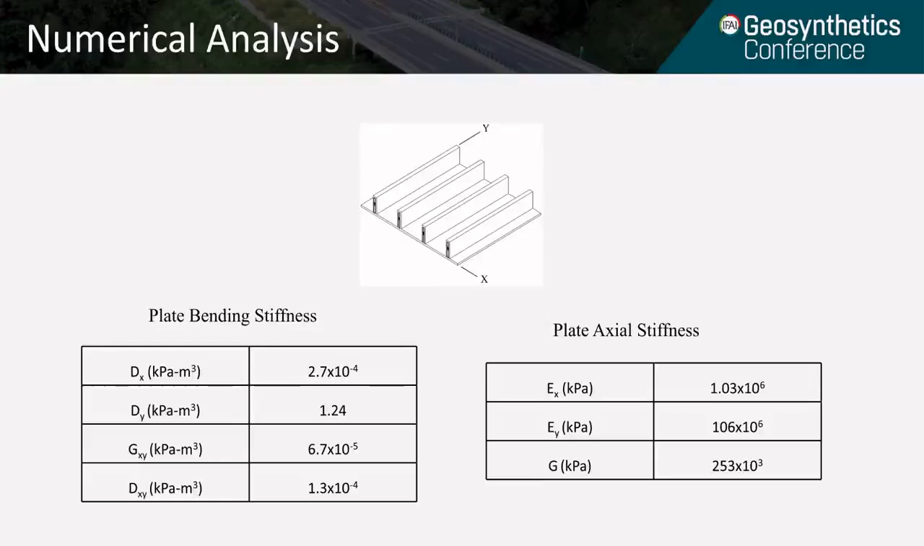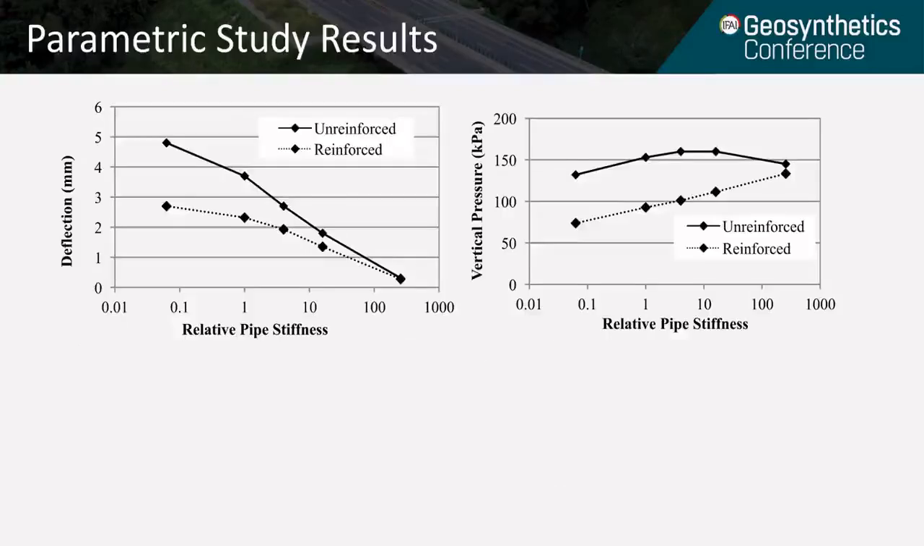In Flax, it was easy to modify the bending stiffness factors by adjusting the plate bending and axial stiffness of the pipe. So the dy plate bending stiffness and EY plate axial stiffness were modified accordingly for each numerical run. As can be expected, as the pipe stiffness increases, the benefit of the GeoGrid reinforcement diminishes.